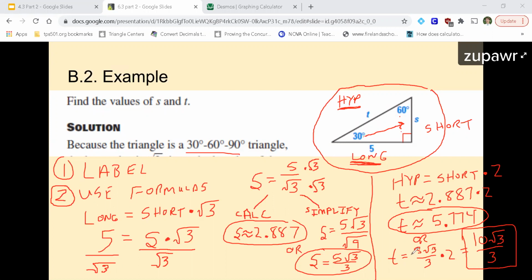So again, this really isn't very much different from what we were doing with 45, 45, 90 triangles. Or to be honest, really what we were doing with the Pythagorean theorem. Your first step is the same. You label your triangle. The second step is you use your formula. The only change is we have a different set of formulas for this triangle than we did for 45, 45, 90, or the Pythagorean theorem.